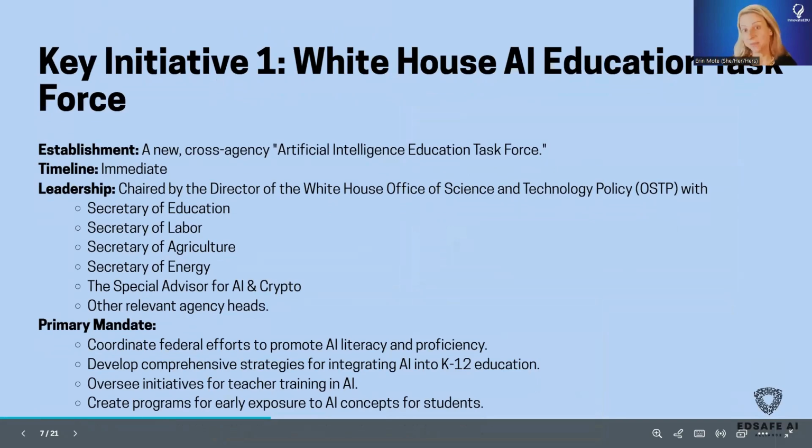Their mandate is very clear. They are to work together immediately to begin to coordinate federal efforts around AI literacy and proficiency, develop strategies for integrating AI into K-12 education, looking at how to oversee teacher training in AI, and then also thinking about how to create programs for early exposure of AI concepts. There you can think about machine learning, ethical reasoning, so on and so forth for students. That might also include data science or computer science as well.